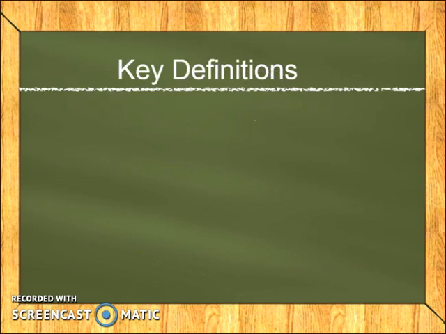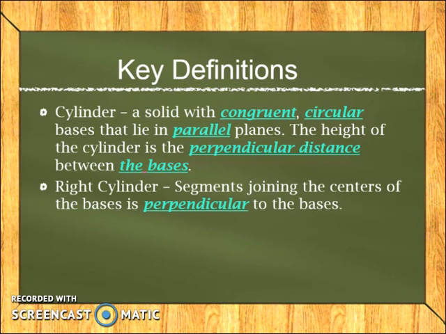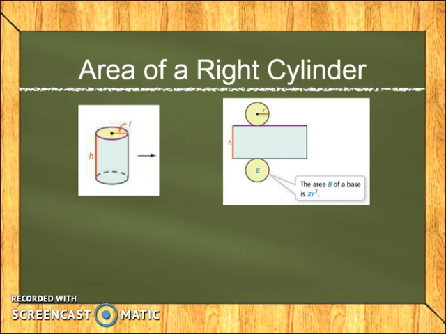Alright, our next definition is a cylinder. It's a solid with congruent circular bases that lie in parallel planes. Think of it as a prism, but the bases are circles. The height of the cylinder is the perpendicular distance between the bases. A right cylinder is pretty much a cylinder where the circles line up right over each other. So using a net here, we have 2 circles, and when we unfold the cylinder, it becomes a rectangle.